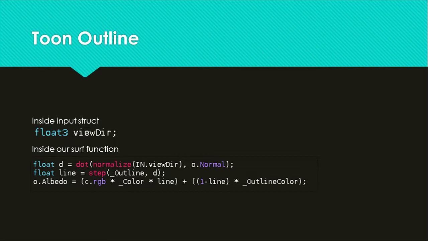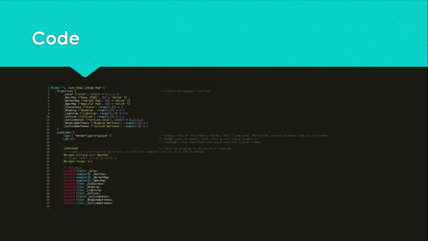Inside here, we'll add a float D, which will calculate the dot product of our view direction and the surface normal. Next, we want to reduce that value that we get to either 1 or 0 with a step function. With that value, we can decide which part of the surface has a regular albedo and which has our outline color. So after the explanation, here's the code you can see.